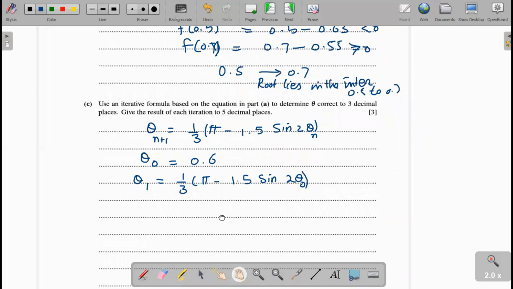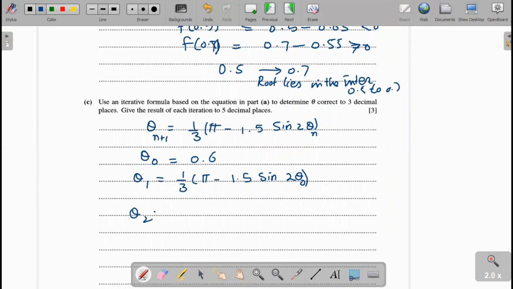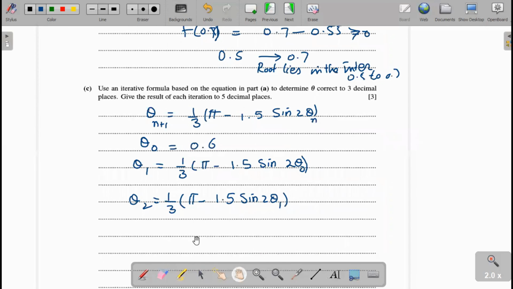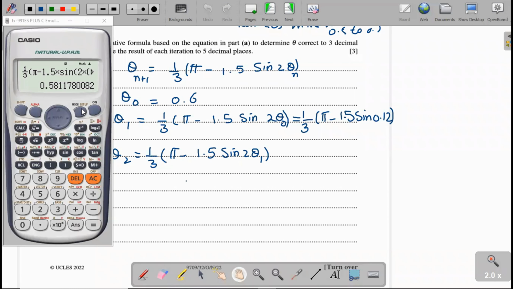Now the next value will be the same as theta 1, theta 2. That value equals 1 over 3 into 5 minus 1.5 into sine 2 theta 1. Now we see that when we substitute the values, theta 0, here is theta 0, 0.6. Now we can write it as 1 over 3, 5 minus 1.5 into sine 2 multiplied by 0.6. Now we calculate it. You see here the answer is 0.5811.